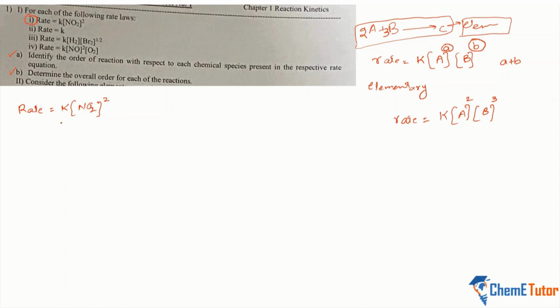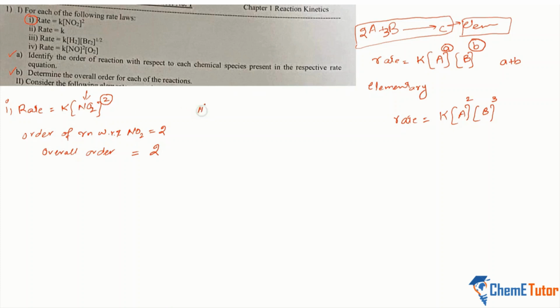So in the first part, there is only one species, that is NO2. The order of reaction with respect to NO2 will be 2, and the overall order of the reaction will also be 2 because only one species is present.